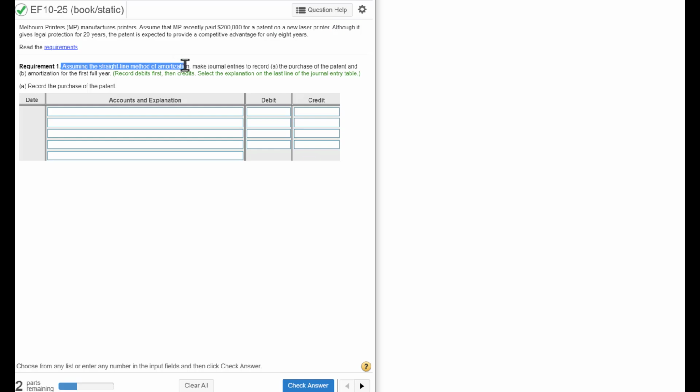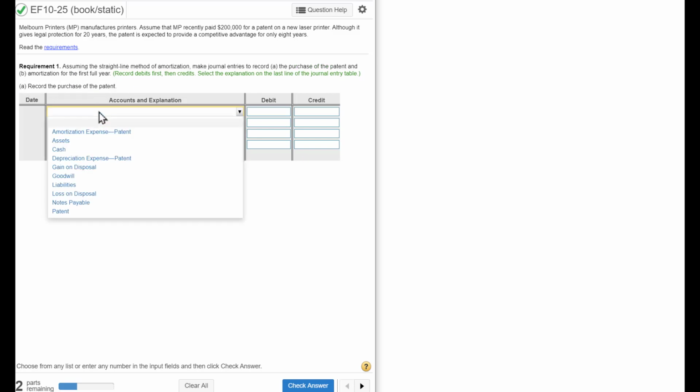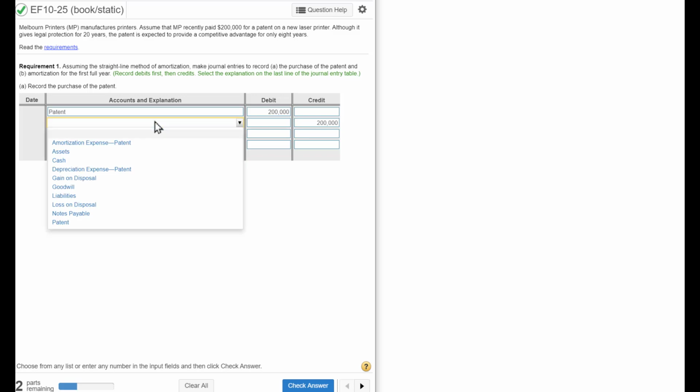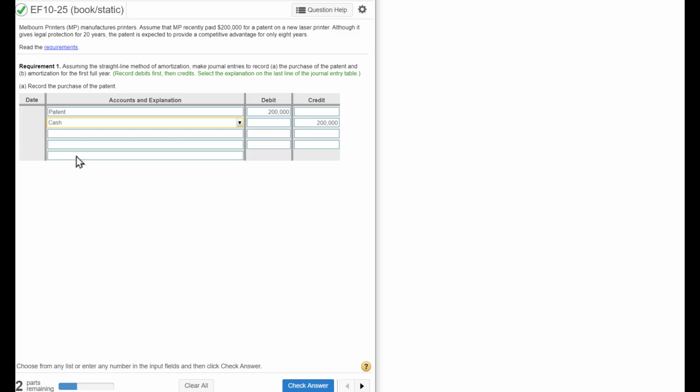Assuming the straight line method of amortization, make journal entries to record A, the purchase of the patent, and B, amortization for the first full year. So A, we have to purchase it. So our intangible asset account called patent is going to go up because it has a future value. It's an asset. Copy and paste. And cash is going down. And that is to record purchase of a patent.